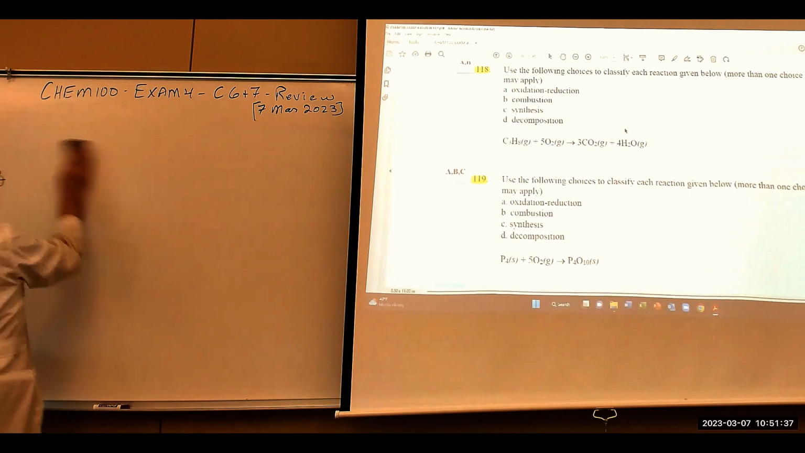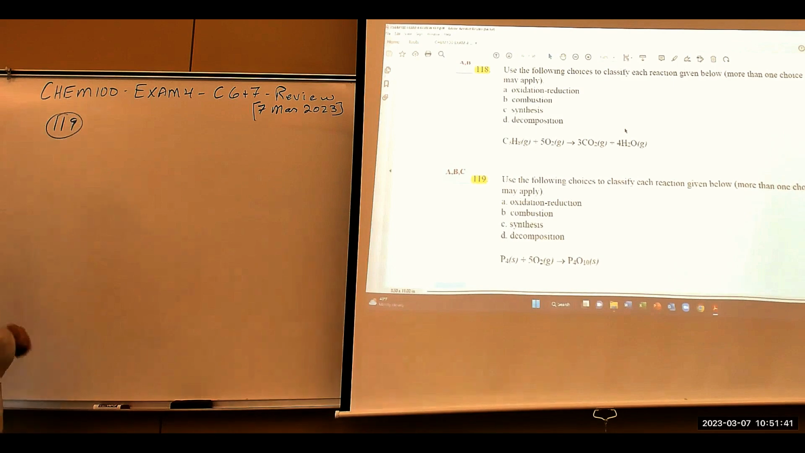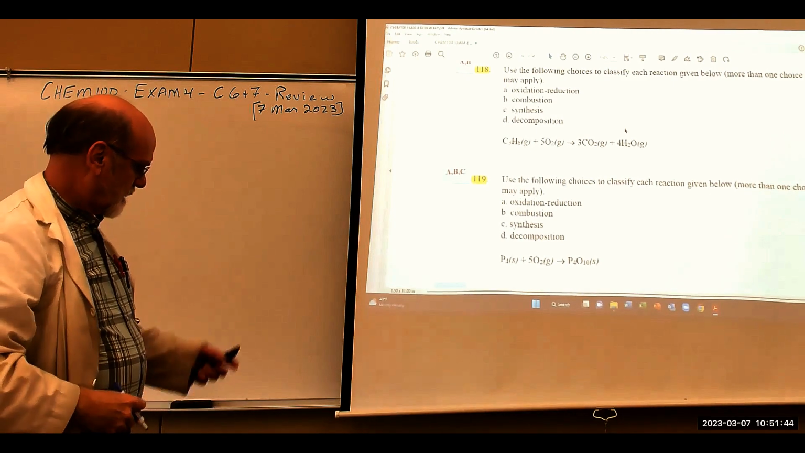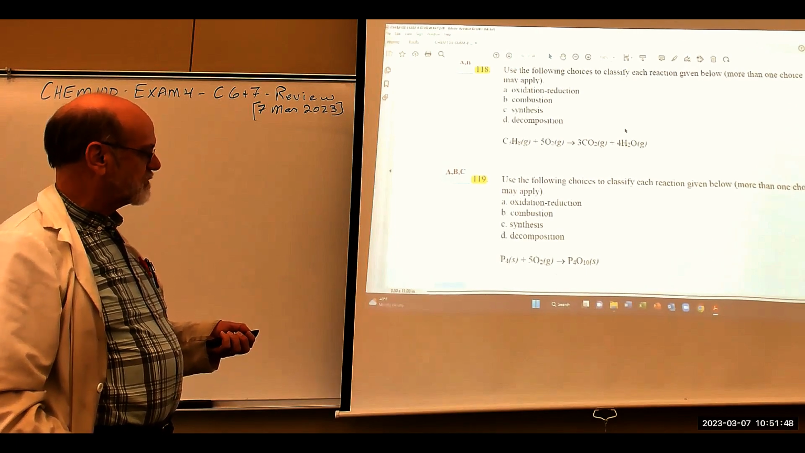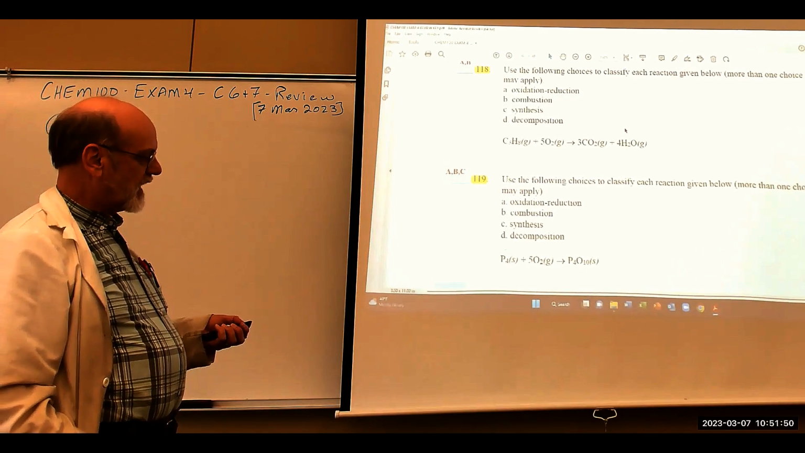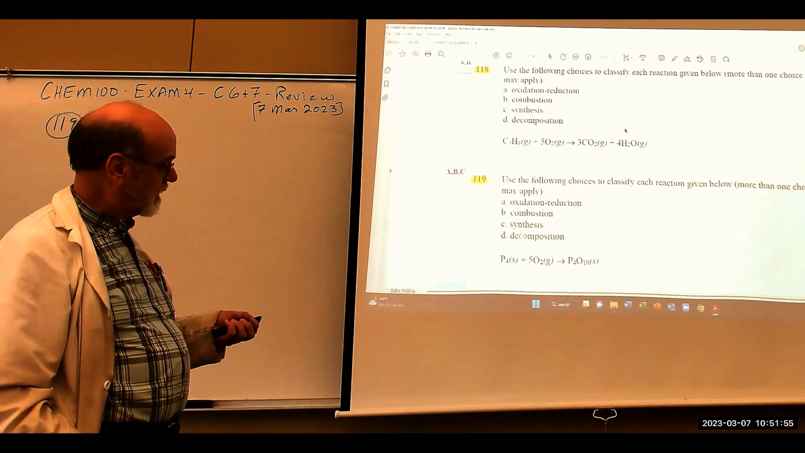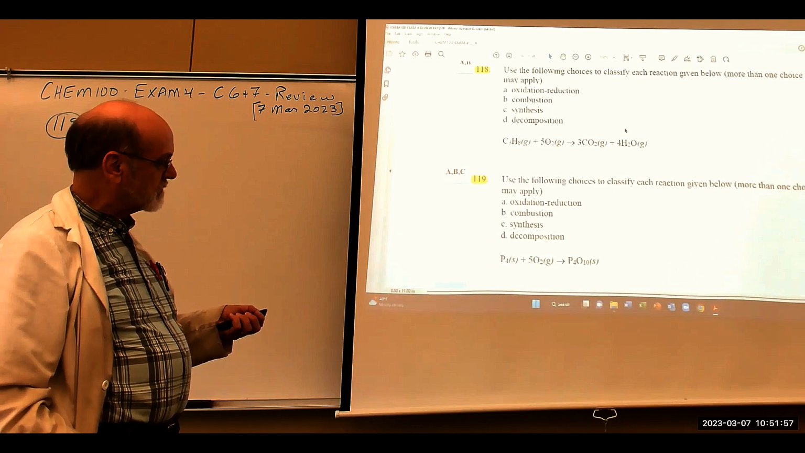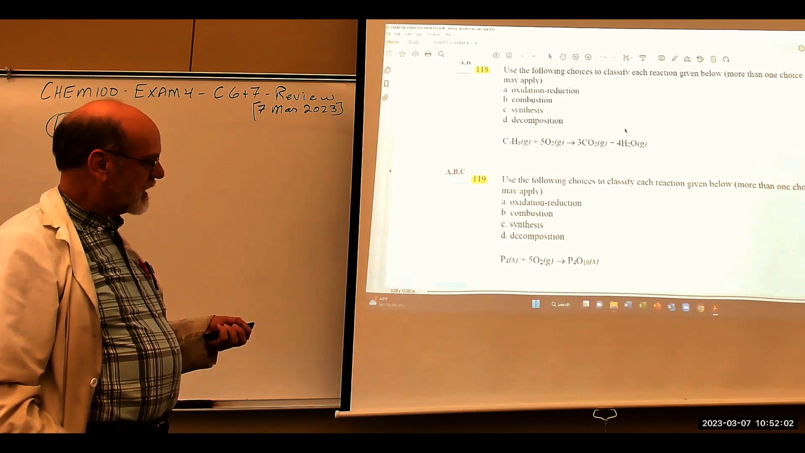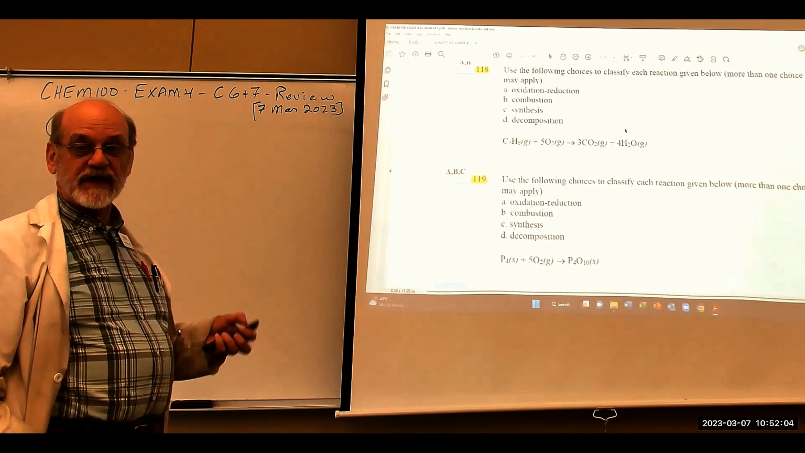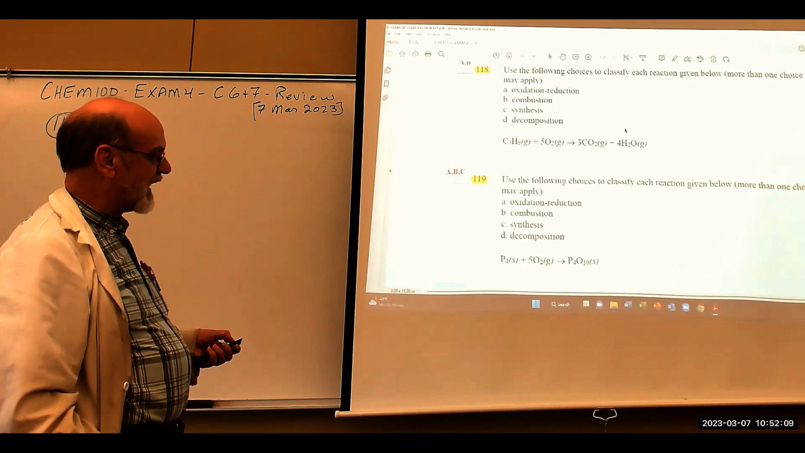About 119. All right, we got elemental phosphorus plus elemental oxygen makes P4O10. That's a synthesis. So C is a valid answer. It's got oxygen, that's a combustion. B is also. And we've got elements on this side in a compound on that side makes redox. So it's all three: oxidation reduction, combustion, and synthesis.